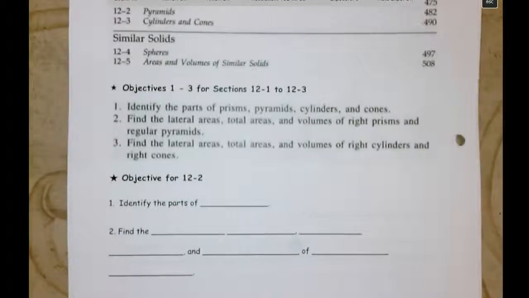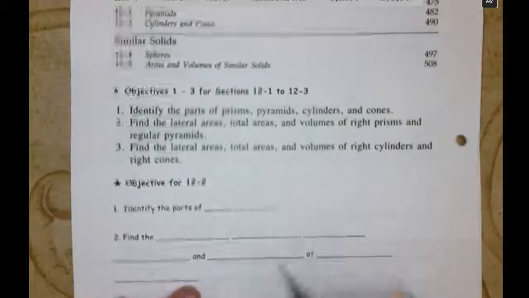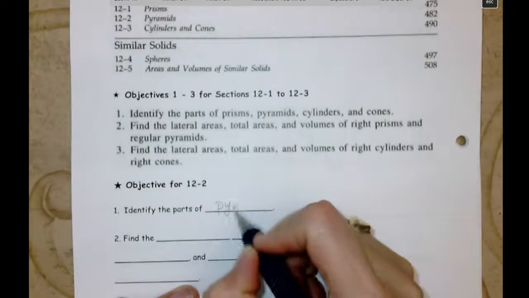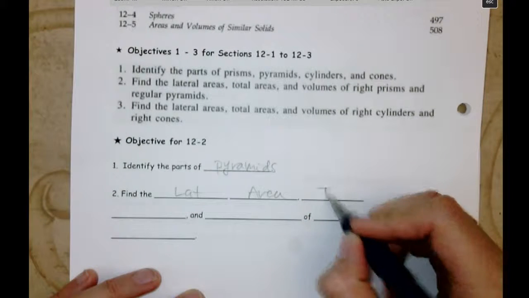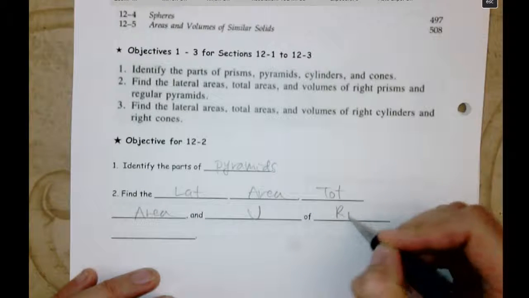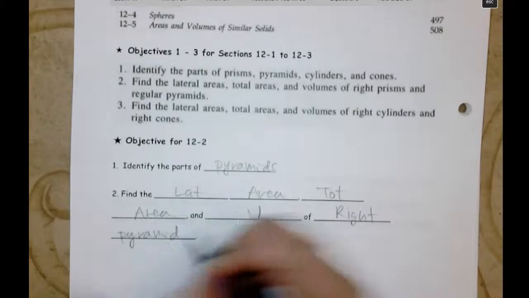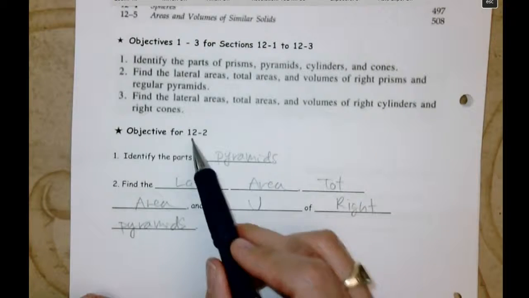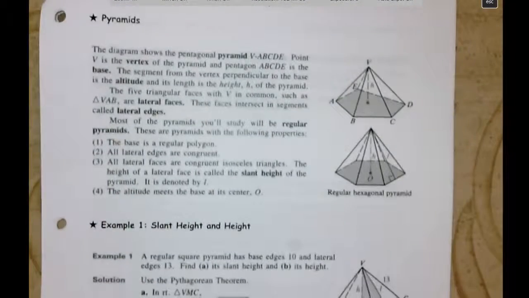Okay, so here is the objective. Identify the parts of pyramids and find the lateral area, total area, and the volume of a right pyramid. And you know, in 12.1 this was prisms, and now it's pyramids. That's the difference.